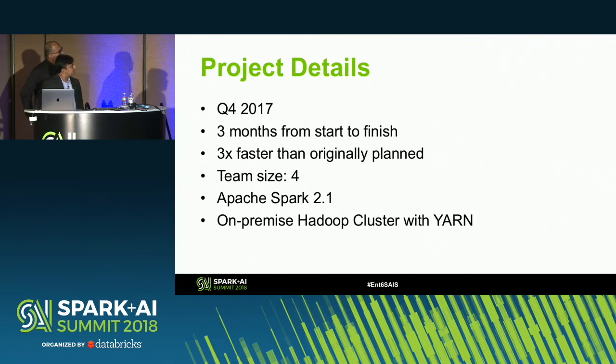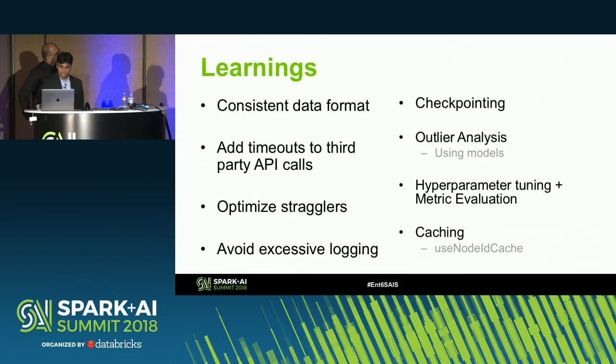So let me give you some details around the project. As I said, we really had a very small amount of time to understand the problem and to even execute it. We executed this in Q4 of 2017, fairly recently. We took about 3 months to achieve this end-to-end with a 4-member team, and we had a data scientist as well. This was built on Apache Spark 2.1, and this was an on-premise deployment for the bank using Hadoop on Yarn.